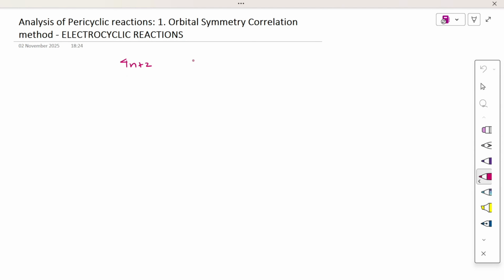We have already seen how to work out the orbital symmetry correlation method to arrive at the Woodward Hoffmann rules for 4n systems, and now we will see it for 4n+2 systems. We will take the planar symmetry for disrotation and the C2 axis of symmetry for conrotation, and we will see that these symmetry elements are preserved throughout the reaction of bond breaking and bond making. So first we have to draw the molecular orbitals.